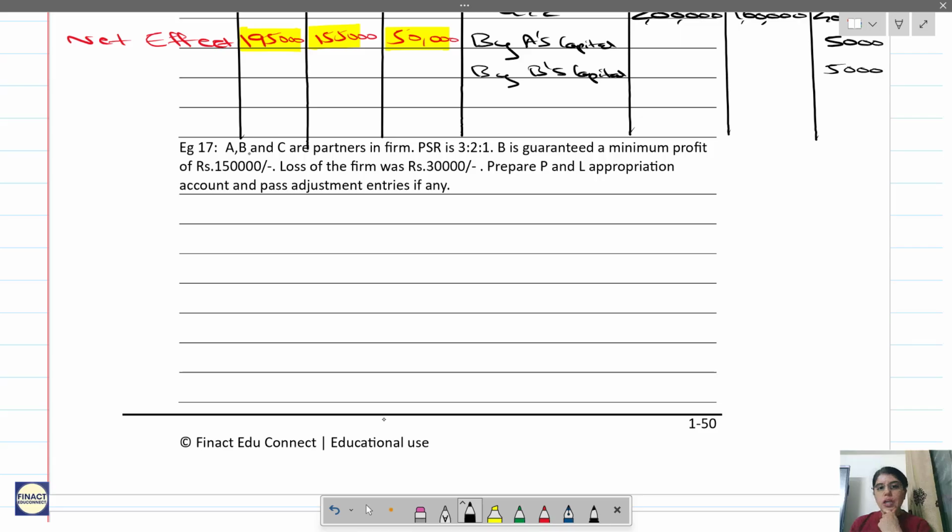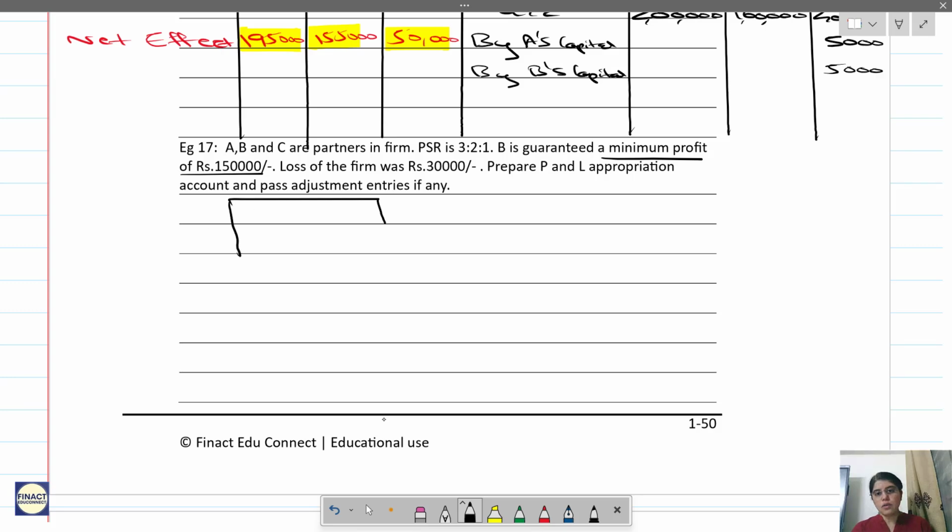Here, A, B, C are partners in the firm and their profit sharing ratio is 3:2:1. B is guaranteed a minimum profit of 1,50,000. Loss of the firm is 30,000 and we will be preparing a profit and loss appropriation account and pass the necessary adjustment entries. So let us just draw here.